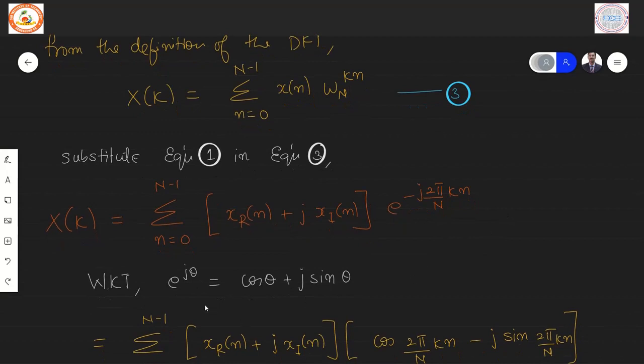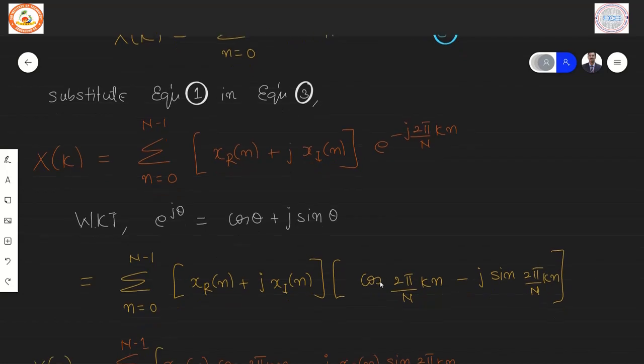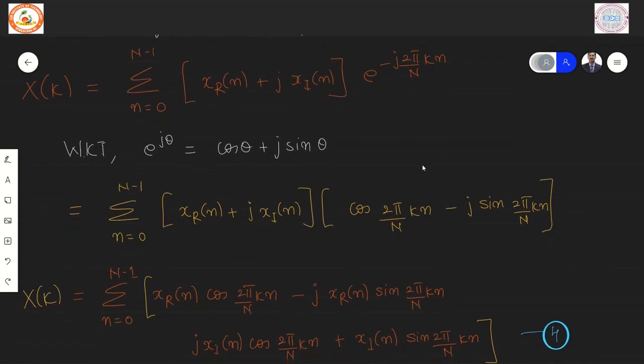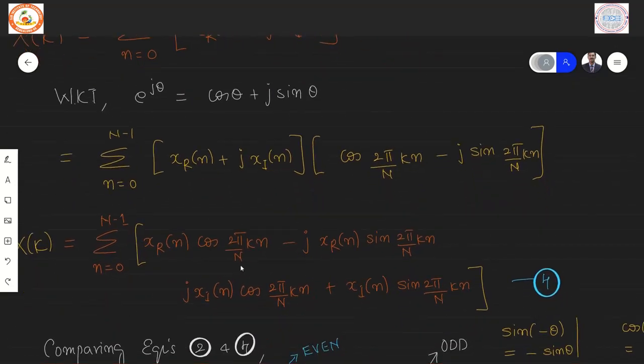Using Euler's relation e power of j theta equals cos theta plus j sin theta, substituting, the exponent term now becomes cos of 2 pi kn by capital N minus j sin 2 pi kn by capital N. So multiplying, it results in 4 different terms. We observe that 2 of the terms do not have j and 2 of the terms have j. Therefore, 2 of the terms contribute to the real part and 2 of the terms contribute to the imaginary part.